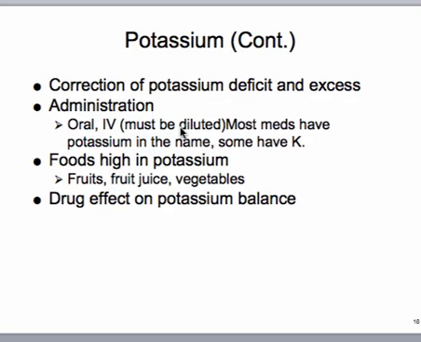IV potassium is a vesicant. A vesicant means that it's very irritating and can cause necrosis if it infiltrates. This is called extravasation of the IV. We want to use a central line if at all possible. K is very painful peripherally.